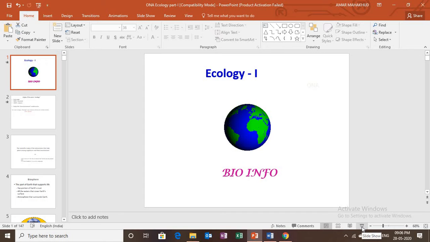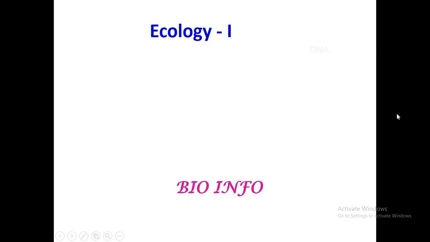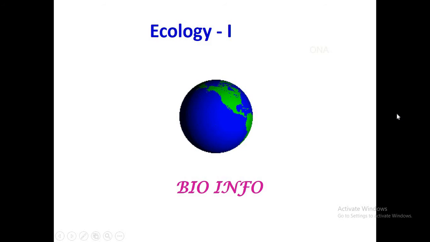our environment consists of different types of organisms, that is, living and non-living things. The living things are called biotic and the non-living things are called abiotic. So this is our earth, which looks blue and green. The green part is called the forest cover and the blue part is called water.